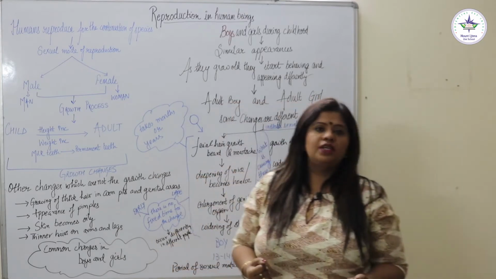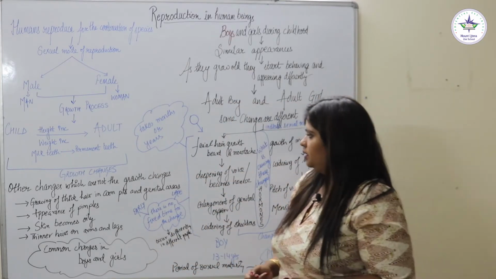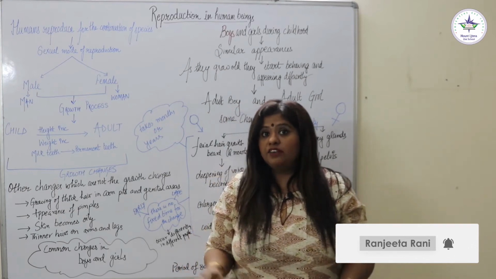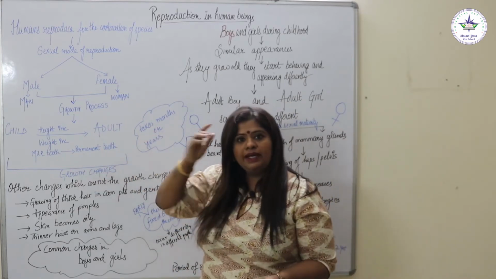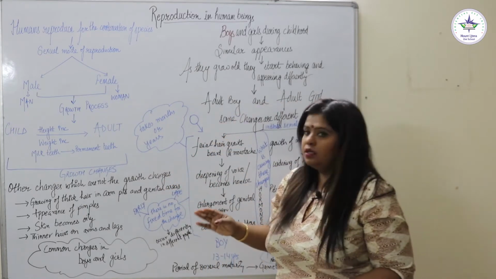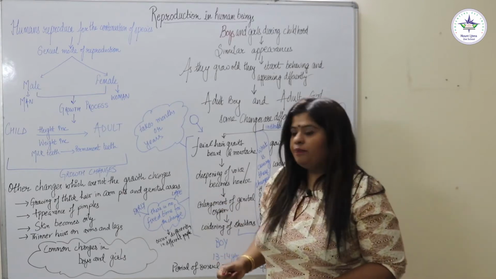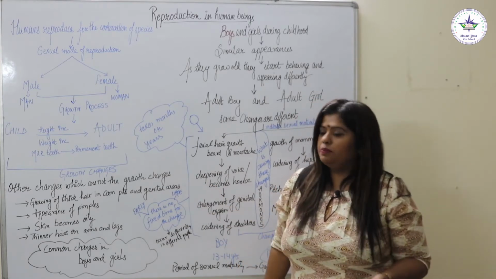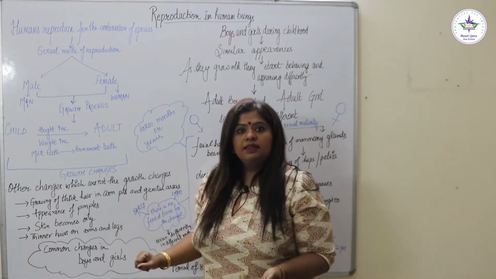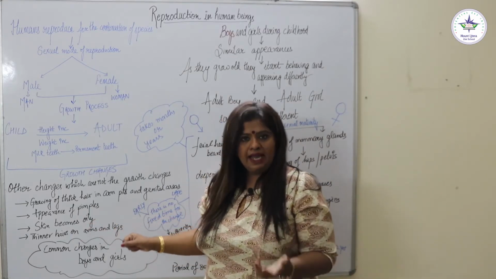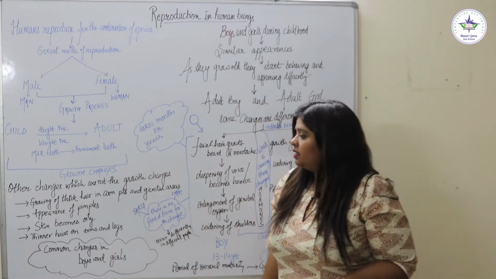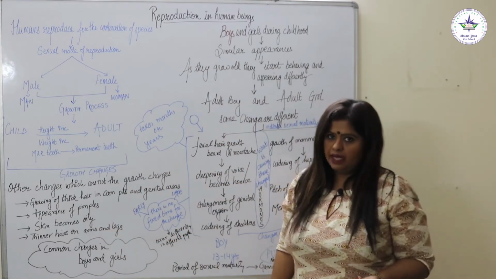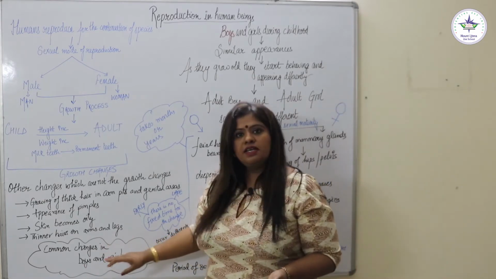But there are many other changes which cannot be attributed to just the growth. There are changes which are different from the growth changes. Some of these changes are common in both boys and girls. These are growing of thick hair in the armpits and the genital areas, also known as the angles of the human body, appearance of pimples, the skin becoming oily and prone to acne, and thinner hairs appearing on the arms and legs, whether it's a male or a female.